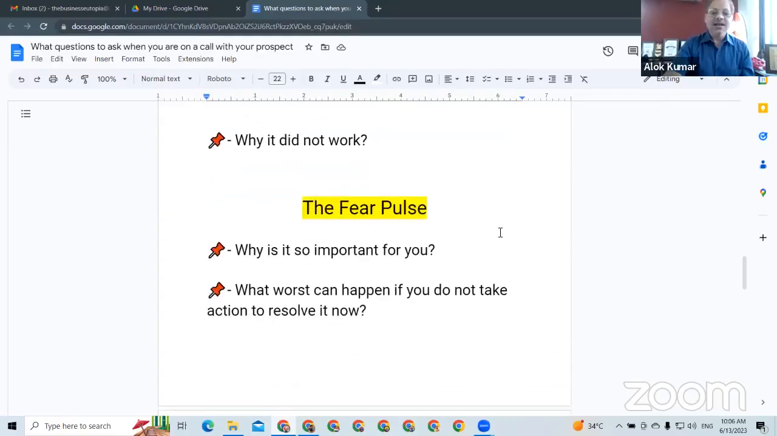Coming ahead, the next part is the fear pulse. When I say the fear pulse, we all humans are directed, or we take action, because of something or other in our minds, and fear is one of those things. So there is a fear pulse. If you don't work, this will happen, or if you don't do this, this will not happen. This kind of synergy is always there in our minds. We have been trained like this since our childhood.